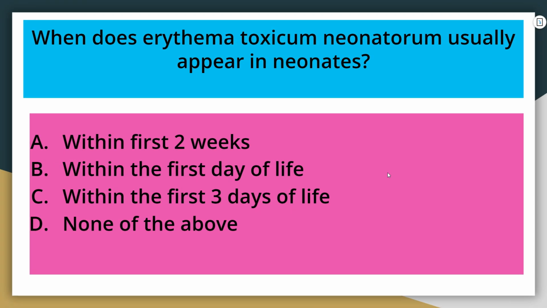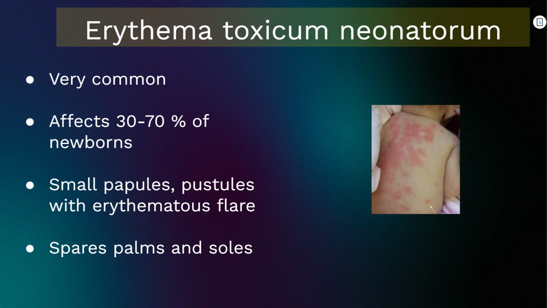Next question is, when does erythema toxicum neonatorum usually appear in newborns? Within the first 2 weeks, within the first day, within the first 3 days of life, or none of the above. Let's learn about erythema toxicum neonatorum. It is a common benign skin condition seen in healthy newborns. It affects 30 to 70% of newborns. It is more commonly seen in term babies.